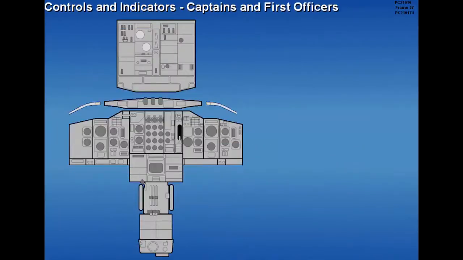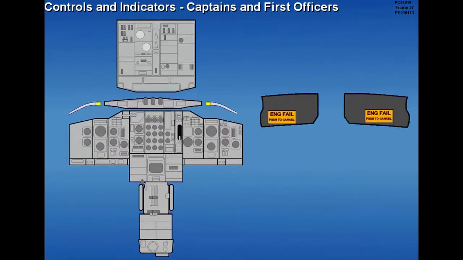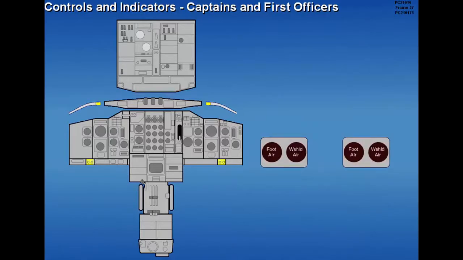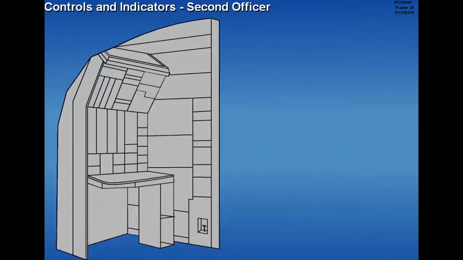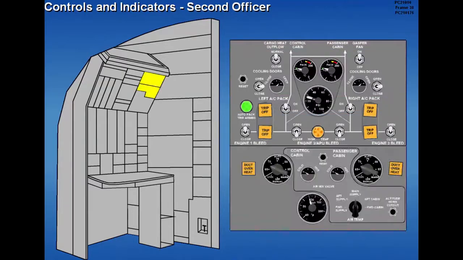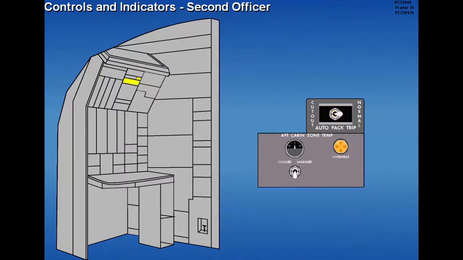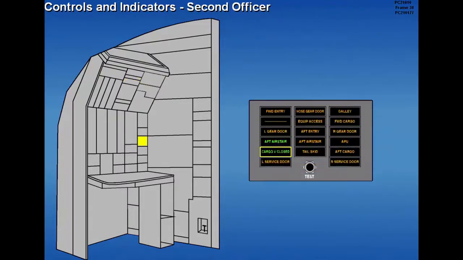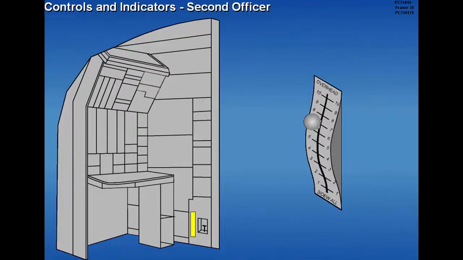Air conditioning system controls and indicators for the captain and first officer are located on the glare shield and the captain's and first officer's instrument panels. Air conditioning system controls and indicators for the second officer are located on the upper instrument panel, lower instrument panel and auxiliary panel.